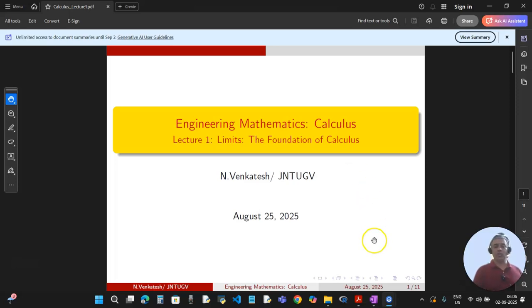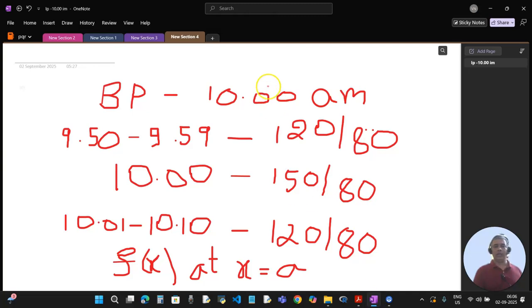Suppose doctor told you to measure the blood pressure of a person every day at 10 a.m., but you do multiple measurements. So let us suppose you started doing measurements from 9:50. So 9:50 to 9:59, you got the reading as 120 by 80, that is a normal range. And at 10 a.m. you observed the reading as 150 by 80, and from 10:01 to 10:10 you observed that again you got a normal reading 120 by 80.